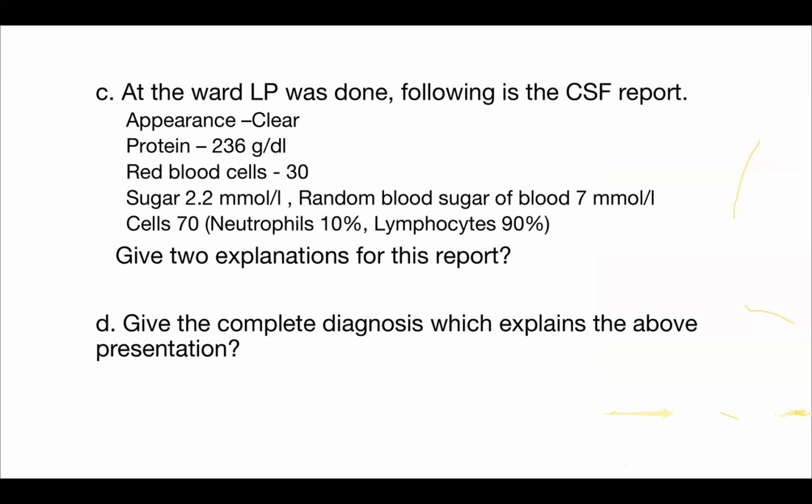And then this LP also. So LP interpretation is expected from you. So tell me what are the differential diagnoses for this? They are asking for two explanations. So if you see protein levels are high, there are red cells, and then sugar is low compared to the blood CBS, and then lymphocytes are high. So what can this be? Yeah, meningitis.